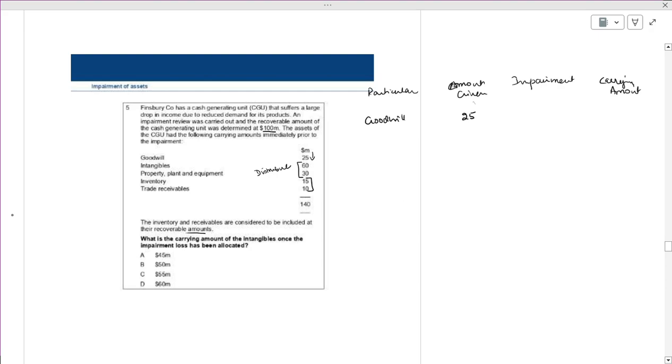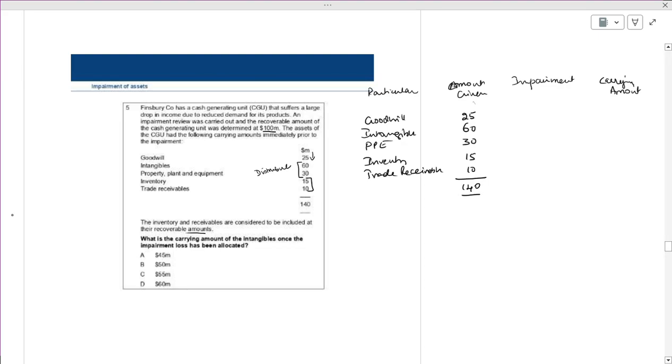Next, intangibles: 60. Property, plant and equipment: 30. Is it right? Inventory: 15. Trade receivables: 10. Fine. How much is the total? 140.